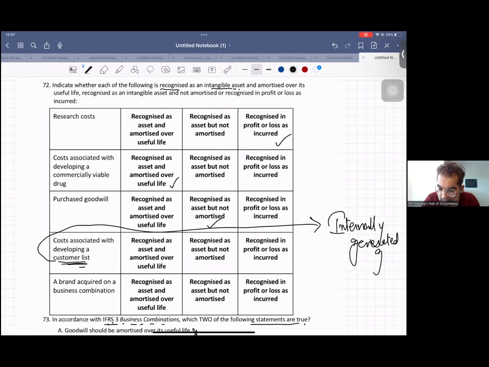Listen to me. You know, the standard has not allowed you to capitalize internally generated goodwill. There are many things in internally generated goodwill: the customer satisfaction you give, the late night services you give, the marketing through which you develop your goodwill. Thousands and millions of people see you on social media. So through good service you create your internally generated goodwill. Similarly, big brands have a great history of customer data. So the customer list is also part of internally generated goodwill. So you cannot capitalize it. It's an immediate expense.